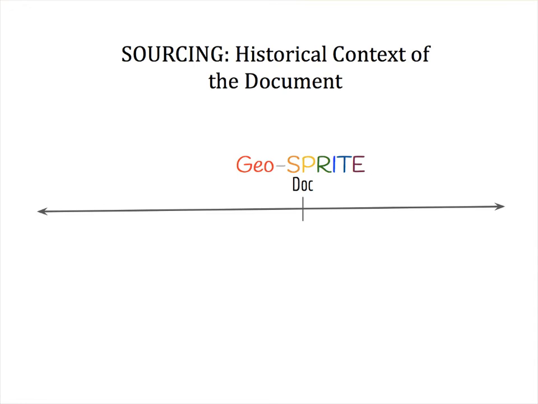The last way to consider sourcing is to think about what was happening at the time that the document was created, and how those conditions may have affected the development of that document. This is considering historical context, but unlike the contextualization point for the DBQ, which asks you to consider the context of an entire historical development, sourcing by historical context asks you to consider what was happening in the years around when a document was created.